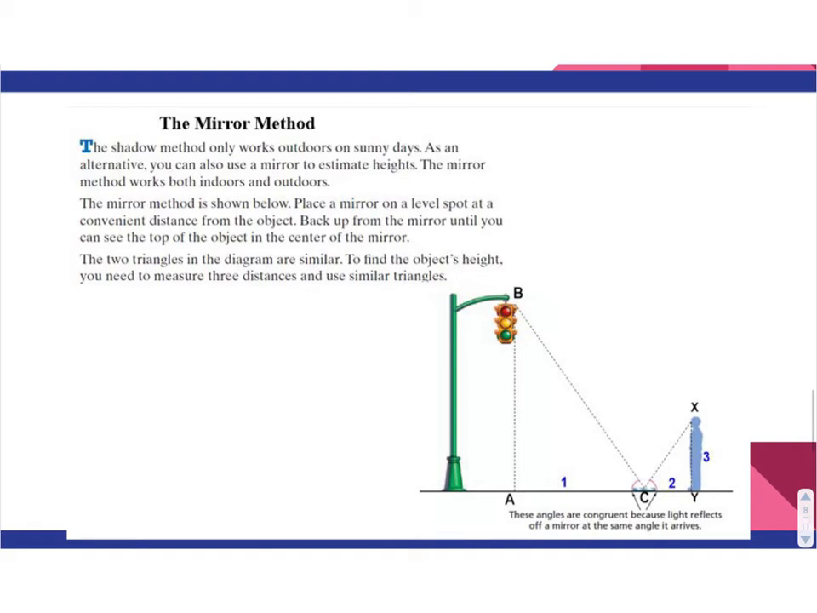What you do is you place a mirror on a level spot at a convenient distance from the object. Then you, as the person, will back up from the mirror until you can see the top of the object in the center of the mirror. The two triangles in the diagram become similar, and to find the object's height, you need to measure 3 distances and use similar triangles.